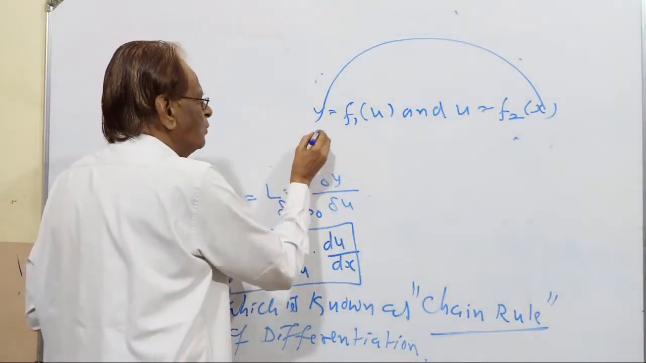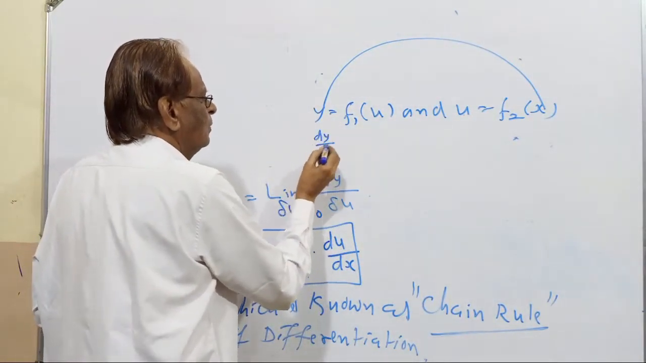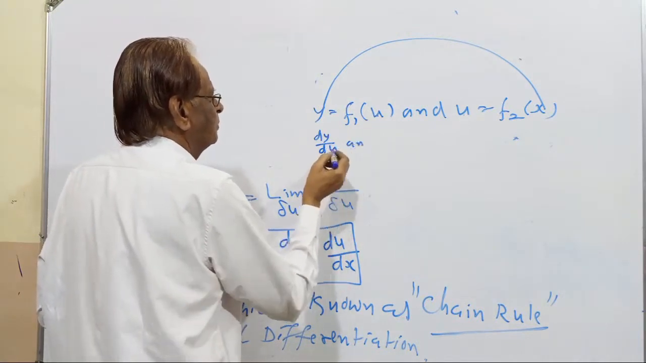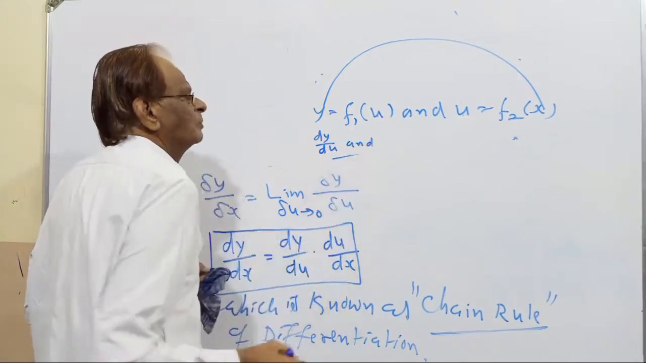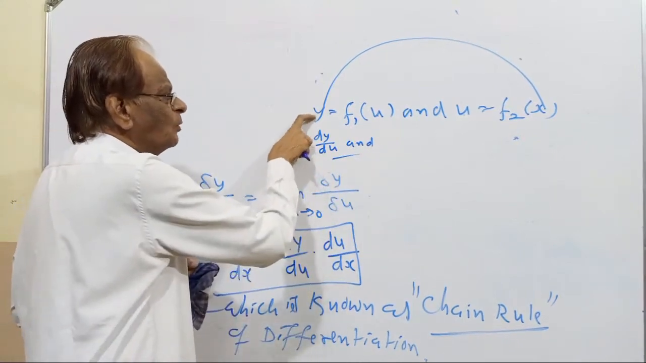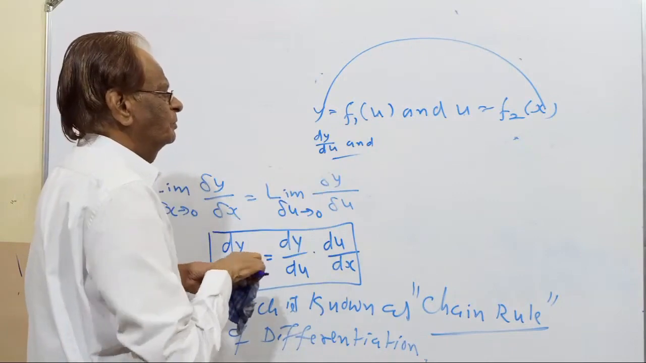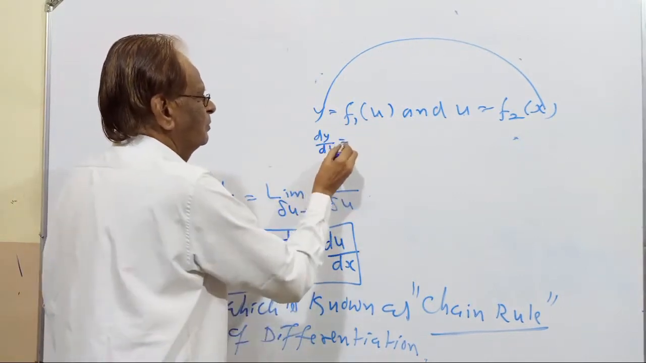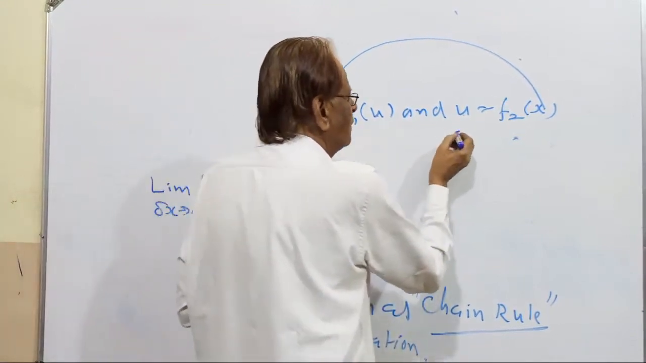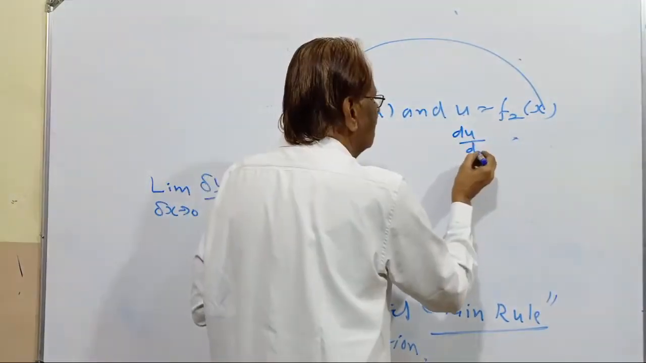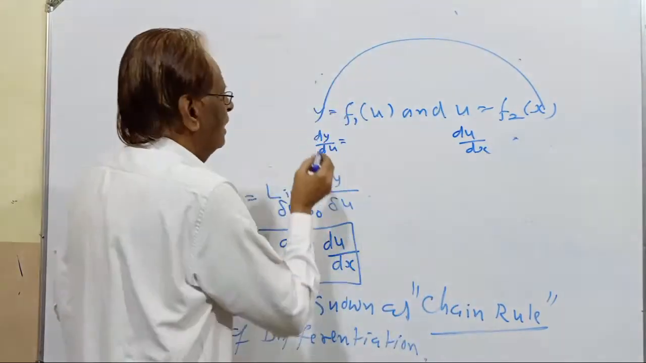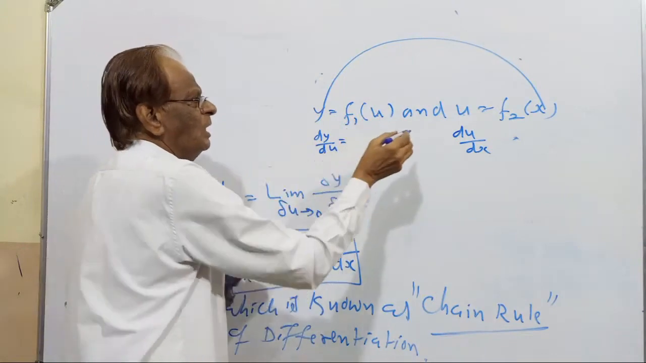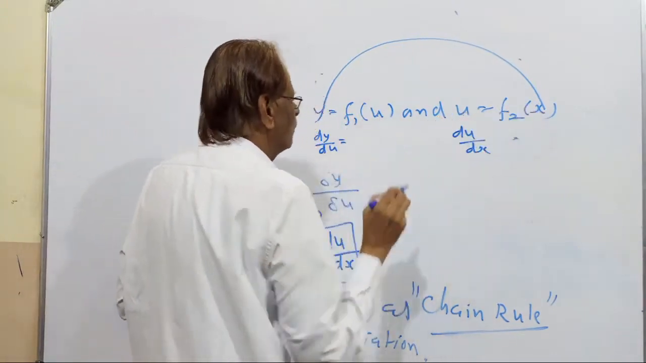First, differentiate y with respect to u. You can differentiate y with respect to u. Here we can differentiate u with respect to the right side variable x. Differentiate y with respect to u because the right side is u. Here differentiate u with respect to x, du by dx.